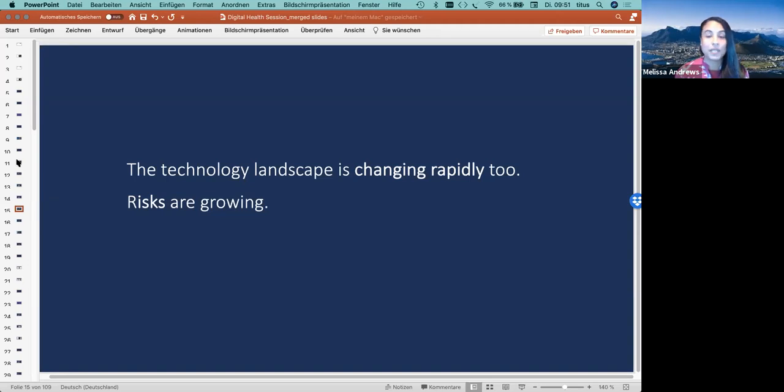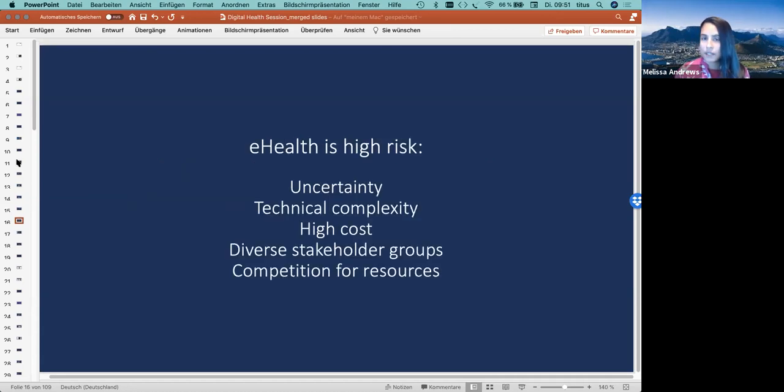And the technology landscape is changing rapidly, and our risks are growing. That was shown by Stephen and our second last speaker as well, as to how we're seeing the technology being implemented. But while it is being implemented, we have this band of risks that are moving us and probably scaring us as well. Some of those have been mentioned: uncertainty, technical complexity, high costs, and diverse stakeholder groups. You've got so many people all within the space. How do we make sure that we are aligning ourselves, speaking the same language and moving forward into this e-health space? And really, this competition for resources as well.